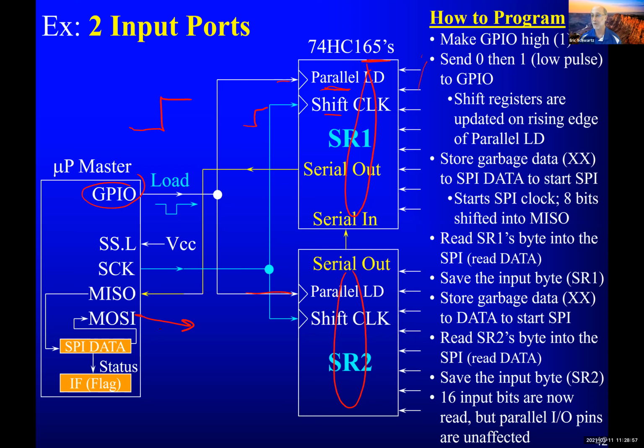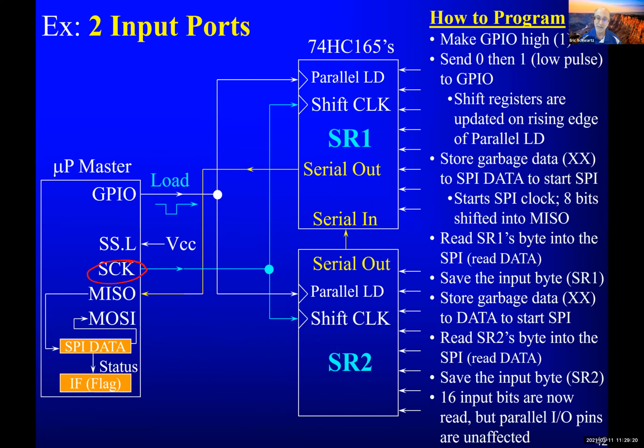Doesn't matter. The way you start a serial communication is you write data to the master's data register. So you can write your favorite number, any garbage number you want, or 37. You can write anything to the data register. Doesn't matter what it is. No one's going to see it. It goes off into the air. But that will trigger the clock to start happening.